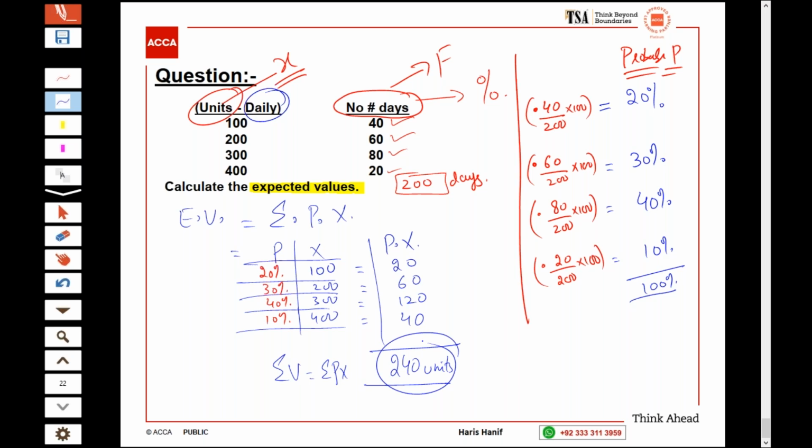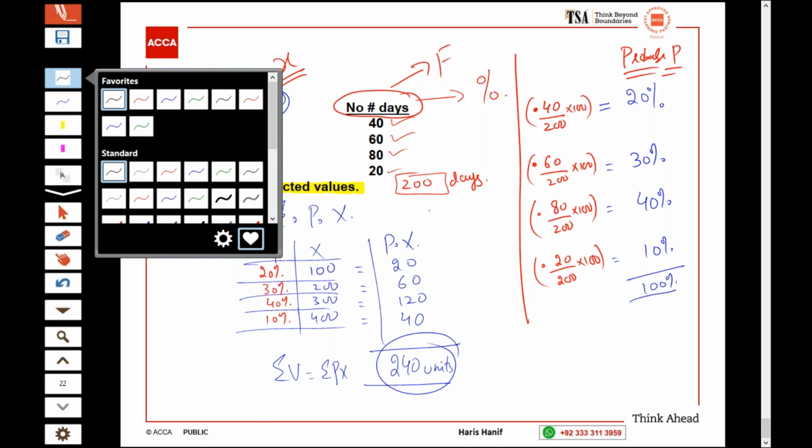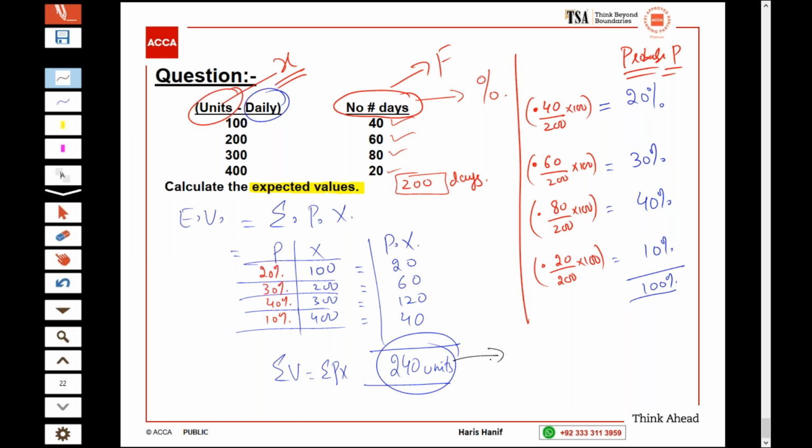And how will you interpret this thing? What is the description? That is on average 240 units per day. This is the interpretation of this thing.